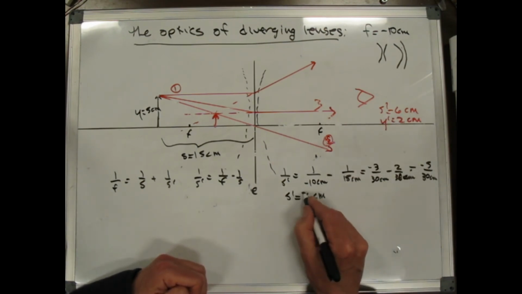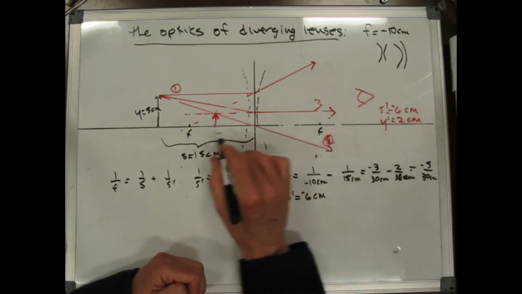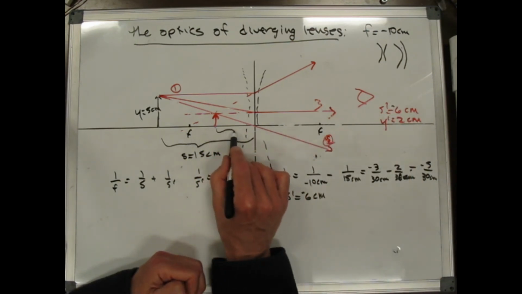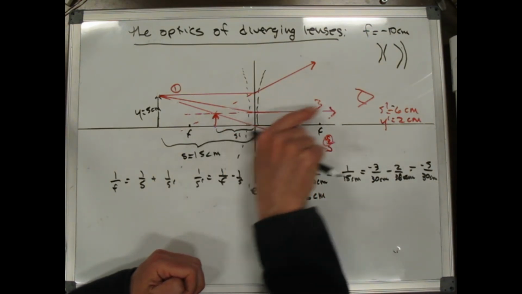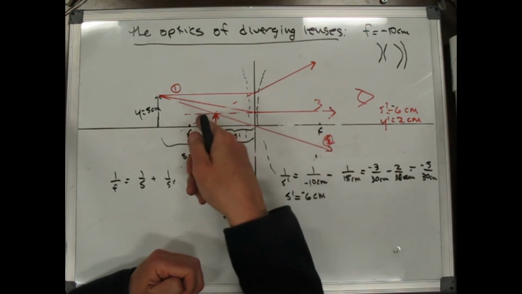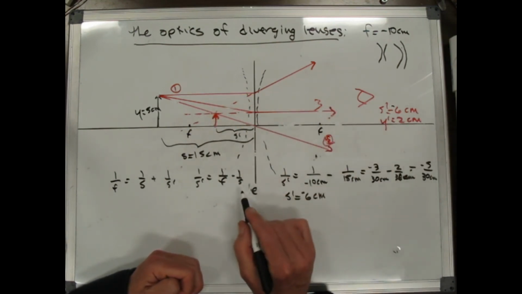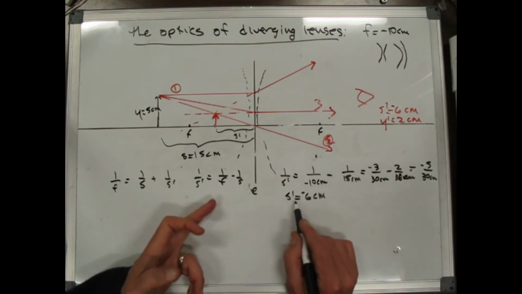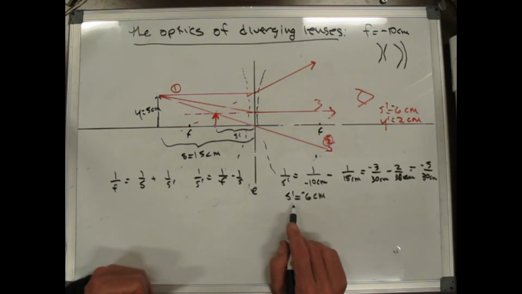Except minus. And so I'll have to put a little minus sign on this side because the image is on the opposite side from the outgoing ray. The outgoing ray is here, and so if my image is on the other side from the outgoing ray, my image distance has to be negative. And that's what this gives me. It gives me a negative image distance.